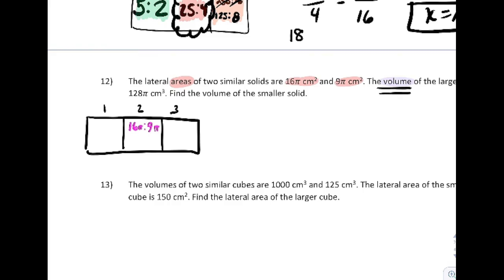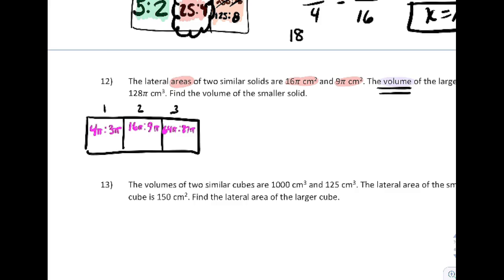16 and 9 are both squared values, so we back it up to the linear, take the square roots, and that would be 4 pi and 3 pi. And then from there we go and cube it for the volumes, which is 4 cubed is 64 pi, and 3 cubed is 27 pi.